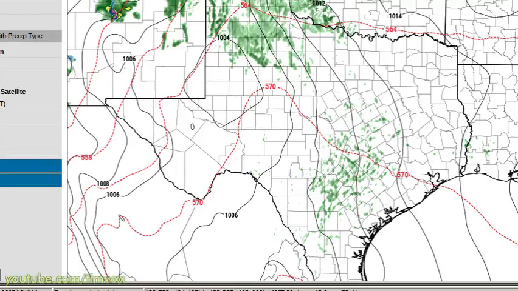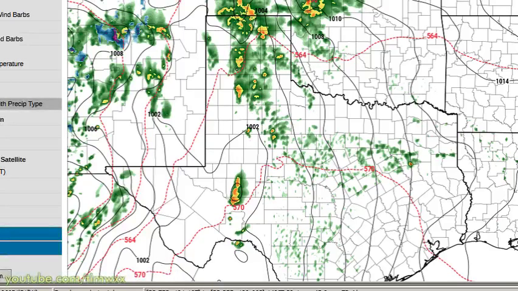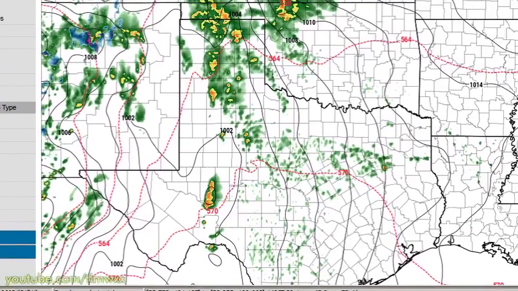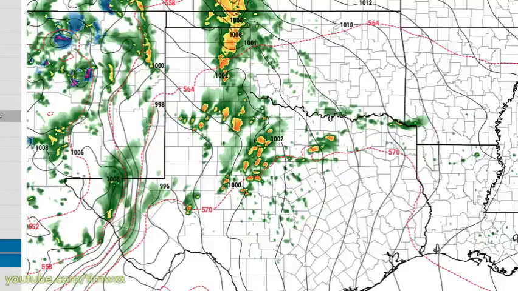Okay, we can take a quick look at the high resolution rapid refresh model. I'm going to see if their 18Z charts are in. But we can use this to get a general idea of what kind of evolution we're looking at for this afternoon.